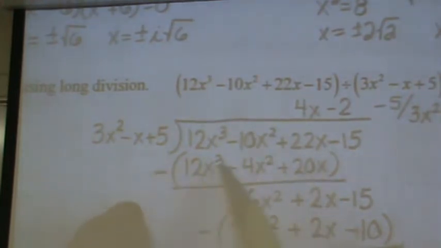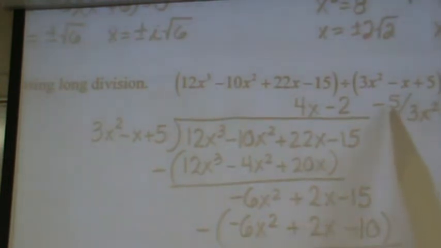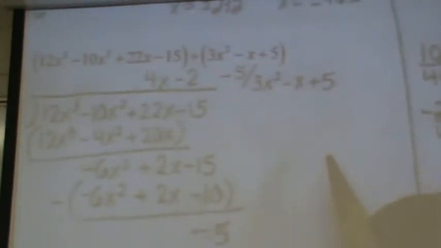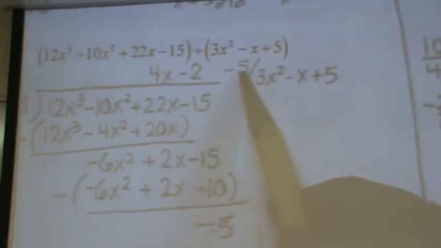Now remember, these are going to cancel. So it's negative 10x squared plus 4x squared, which is negative 6x squared. And then subtract, you get 2, and then bring this down. And now negative 2 times 3x squared is negative 6x squared. You want these to cancel. It's going to turn into a positive 10. And negative 5 plus 10 is negative 15 plus 10 is negative 5. That's your remainder. So the answer to this is 4x minus 2 with a remainder of negative 5.